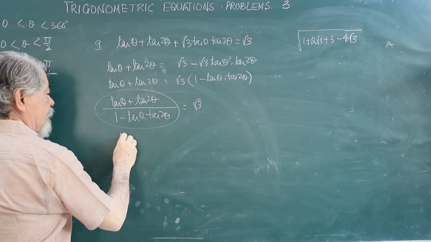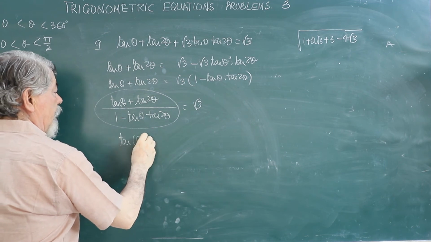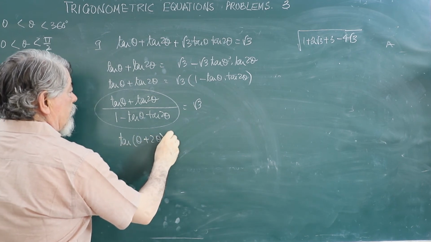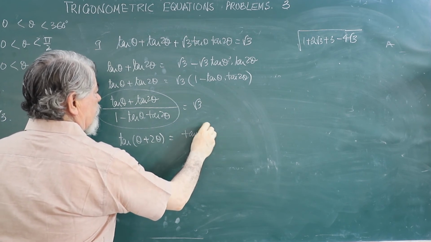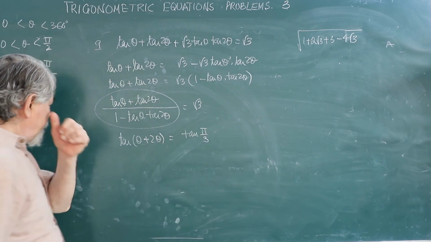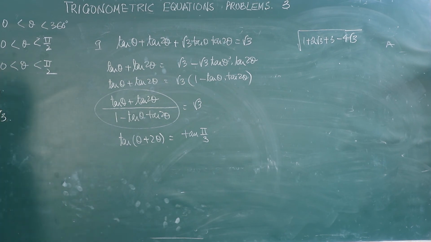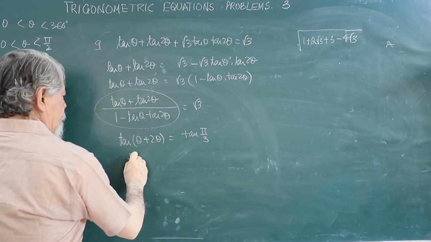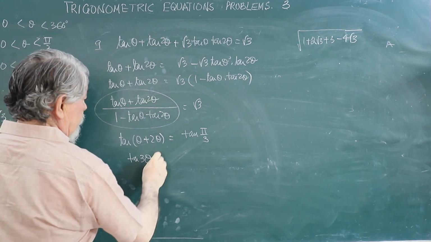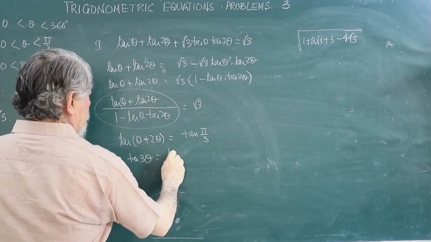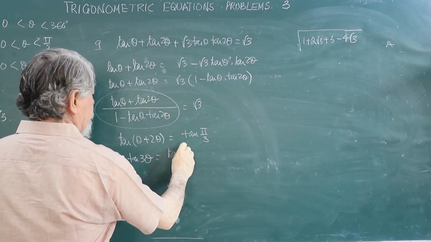So it will be what actually? Tan of theta plus 2 theta is equal to root 3. Root 3 is tan 60, tan pi by 3. So tan 3 theta is equal to tan pi by 3.